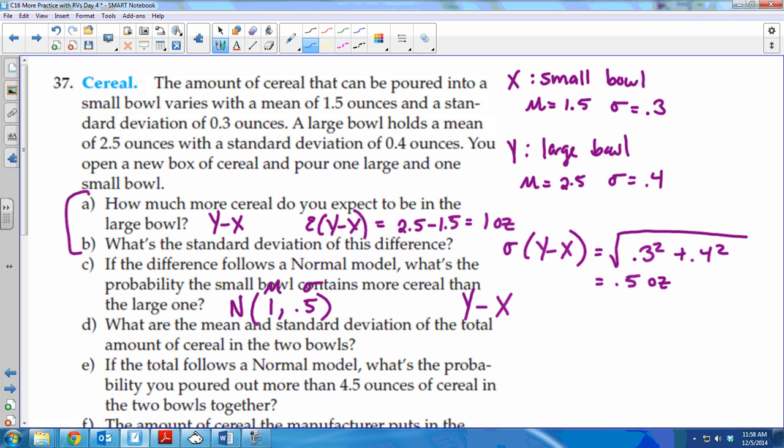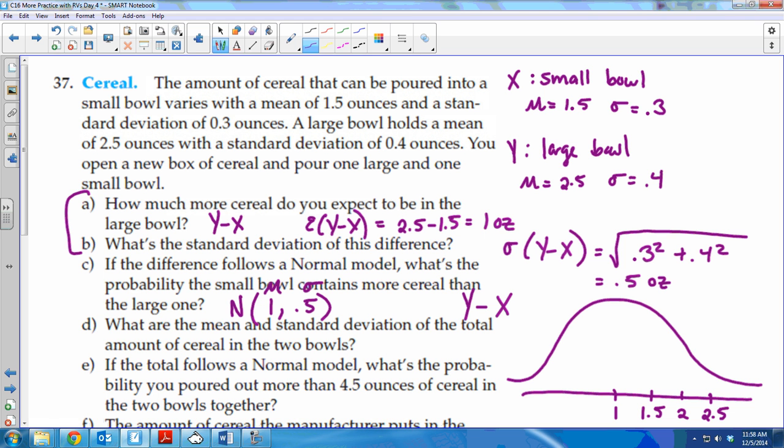Now think about our normal model. We could draw a picture. Generally, drawing pictures is a good plan on the AP exam. If you draw the picture, you're generally going to get the points you're supposed to in those parts. We know the mean is 1. We know the standard deviation is 0.5, so I can do 1.5, 2.5, 0.5, 0, negative 0.5. This is a normal model for the difference.